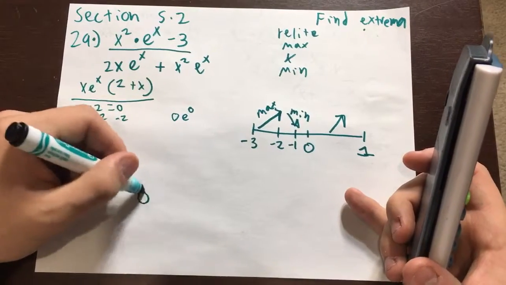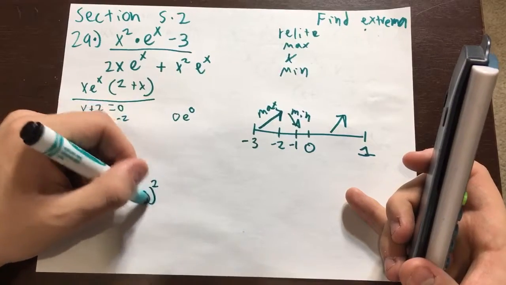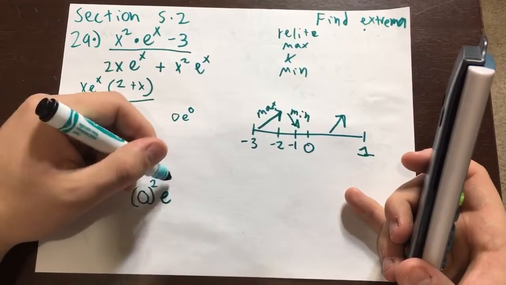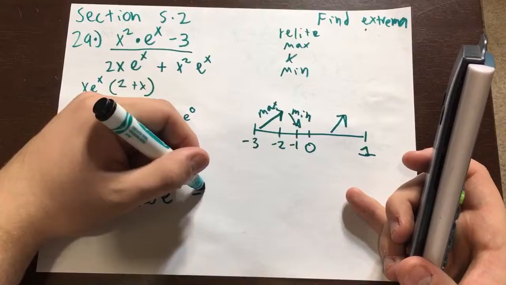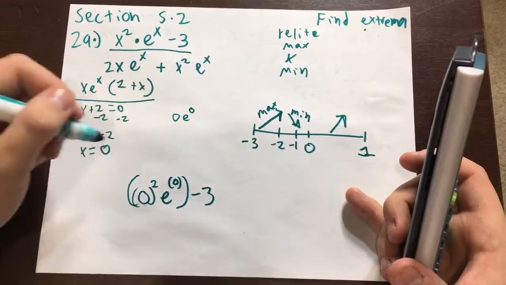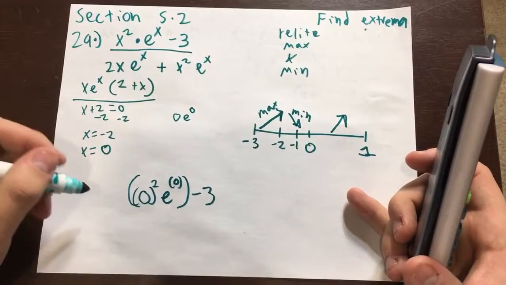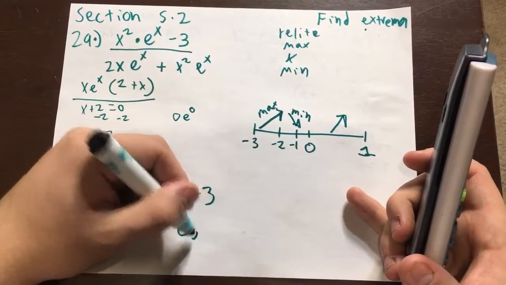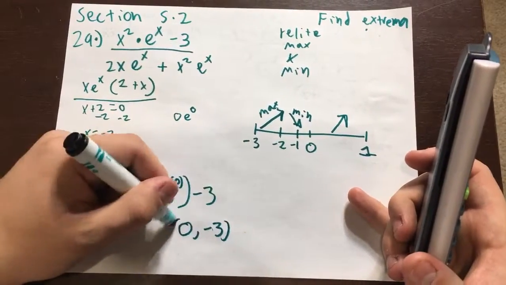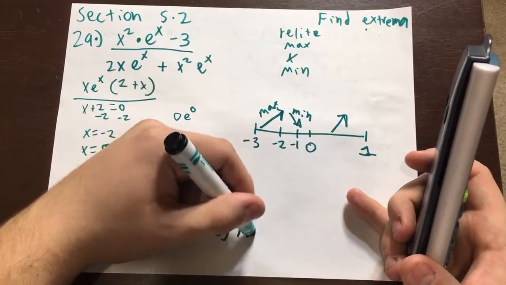So we can do 0 squared times e to the 0 power minus 3. Now remember order of operations. If you don't do order of operations, you will get this wrong. So we know that at 0, our y value is going to be negative 3. So that's a relative min.